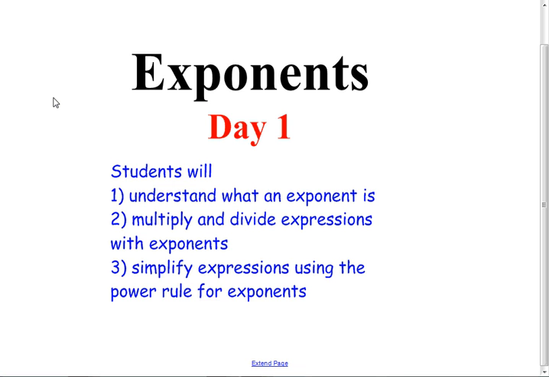We're going to multiply and divide expressions with exponents. I don't think we're dividing today. I think we're just multiplying. Let's cross divide out. And we're going to simplify expressions using the power rule for exponents. That's our plan for today.